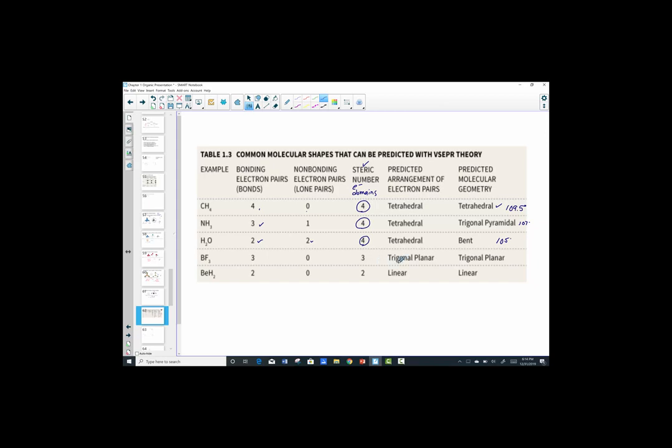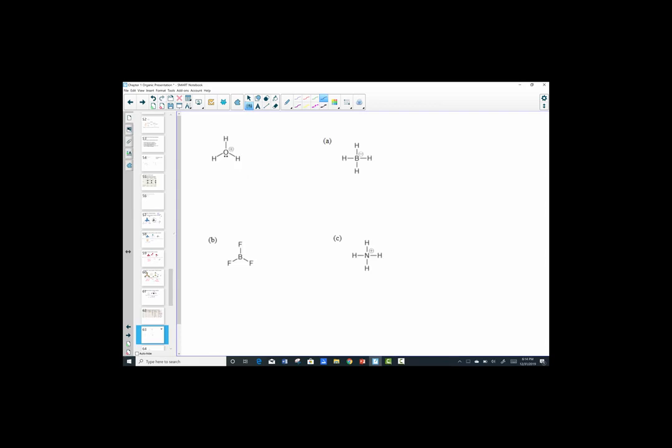Trigonal planar, we would have 3 electron domains all bonded, giving us a 120 degree equilateral triangle, and 2 domains gives us 180 degrees as well. And you'll be asked to practice determining bond angles and recognizing what type of molecular geometry is around the central atom. So let's take a look at this example.